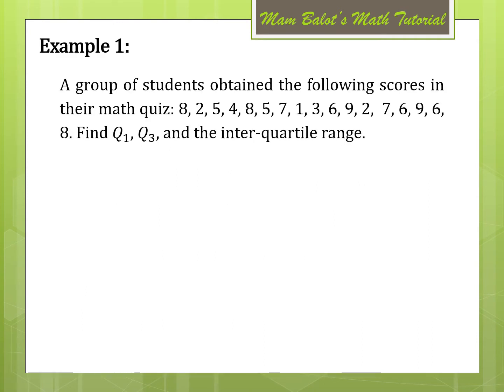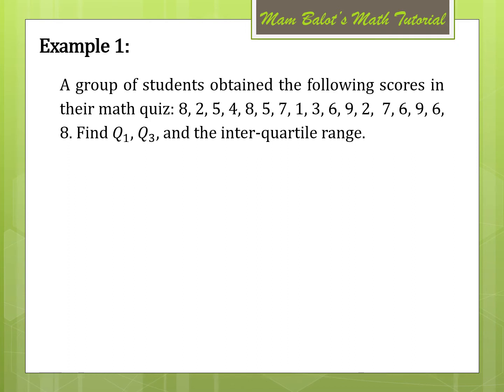A group of students obtained the following scores in their math quiz. We have 8, 2, 5, 4, 8, 5, 7, 1, 3, 6, 9, 2, 7, 6, 9, 6, and 8. Find the first quartile, the third quartile, and the interquartile range.